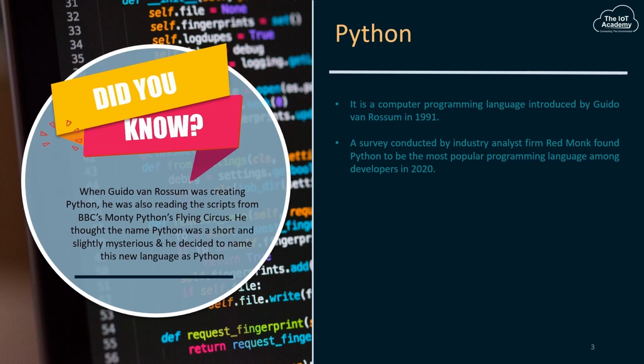Did you know? When Guido van Rossum was creating Python, he was also reading the scripts from BBC's Monty Python's Flying Circus. He thought the name Python was short and slightly mysterious, and he decided to name this new language as Python.